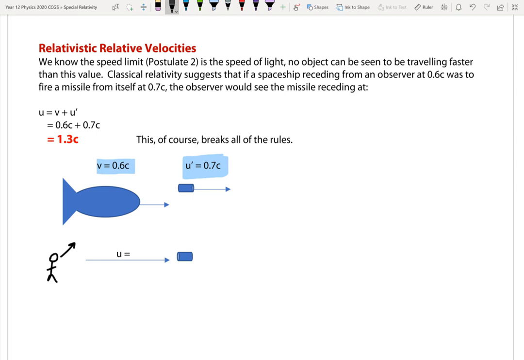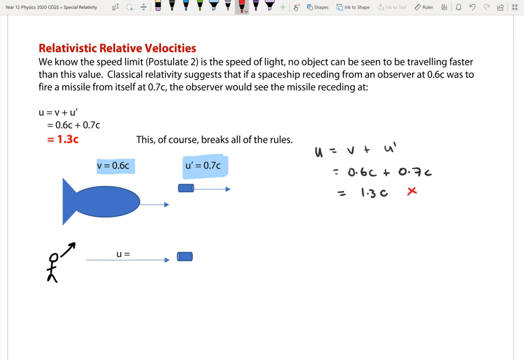So obviously classical relativity says that this bloke trying to look at the missile would see it as V plus U prime, and we would go 0.6 c plus 0.7 c is 1.3 c, and that is wrong. Obviously, we cannot observe anything anywhere in the universe traveling faster than the speed of light.